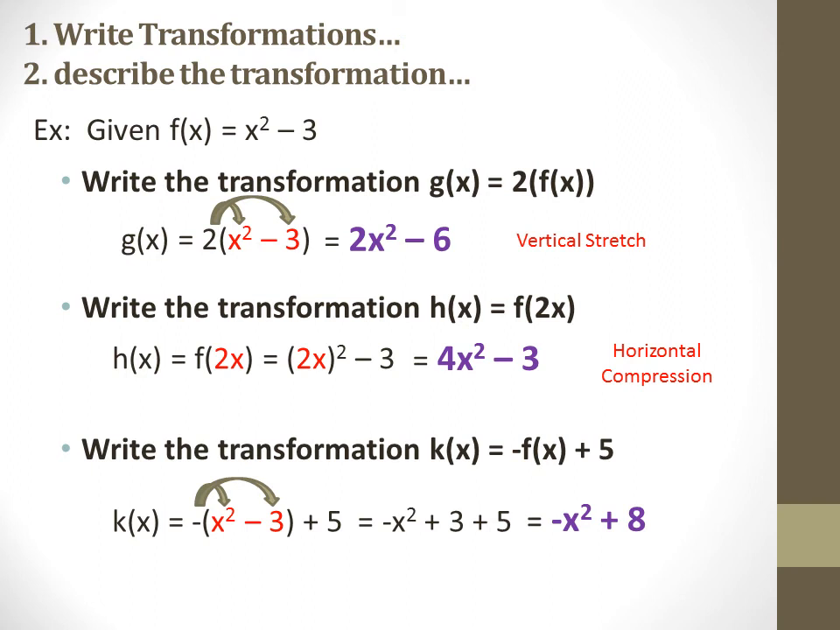To describe this, notice how our negative symbol is outside the function. This tells us that there's a reflection across the x-axis. And the plus 5 shifted it up by 5 units. So it's a reflection across the x-axis, up 5 units, as it's describing.